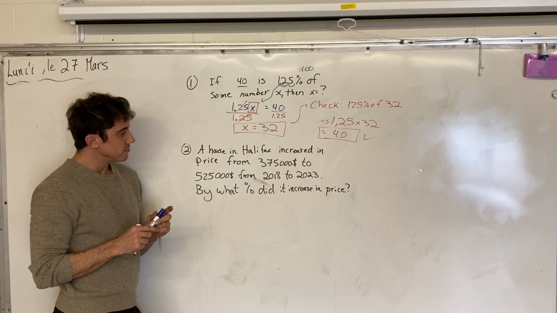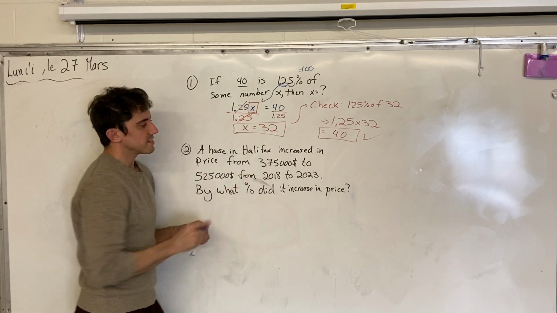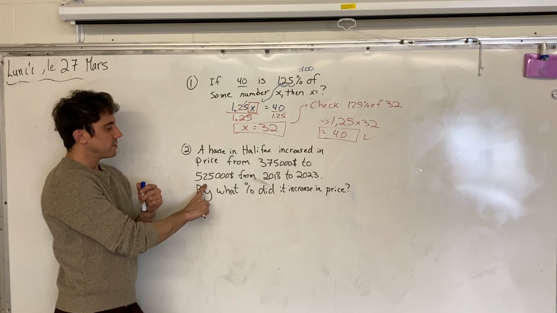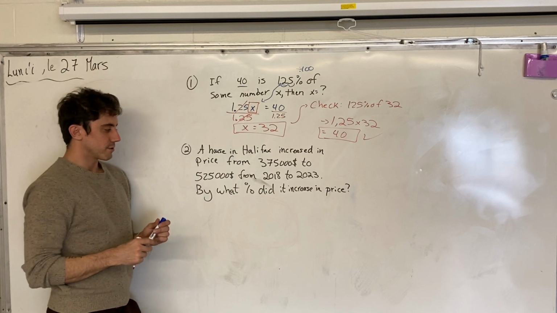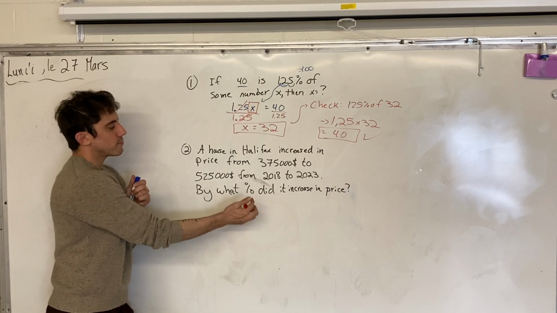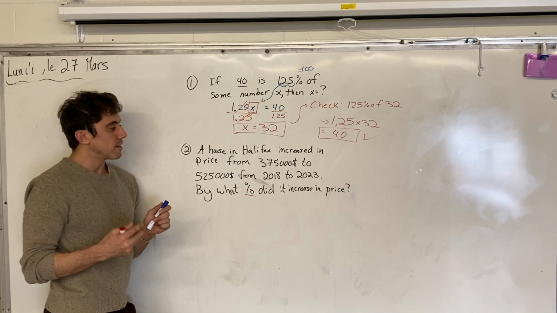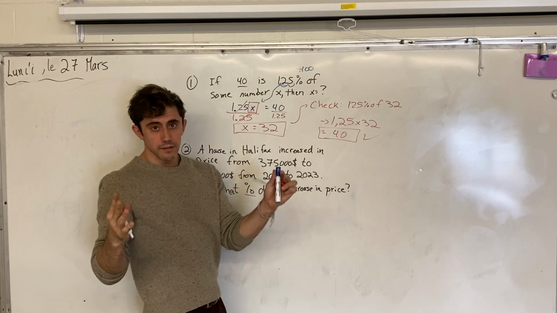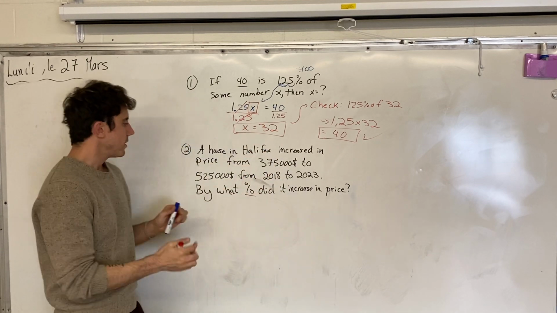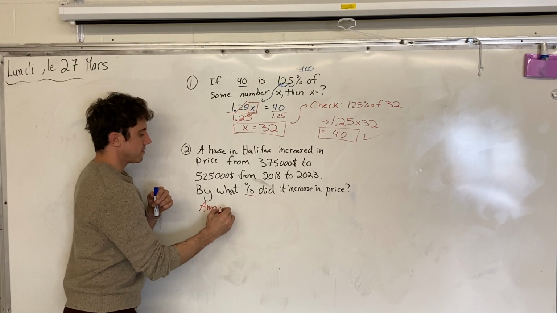Now for problem 2, we have a house in Halifax that increased in price from $375,000 to $525,000 from 2018 to 2023. The question is, by what percent did it increase in price? The first step is simply to calculate how much it increased by in pure numerical value. Let's call it the amount of increase.